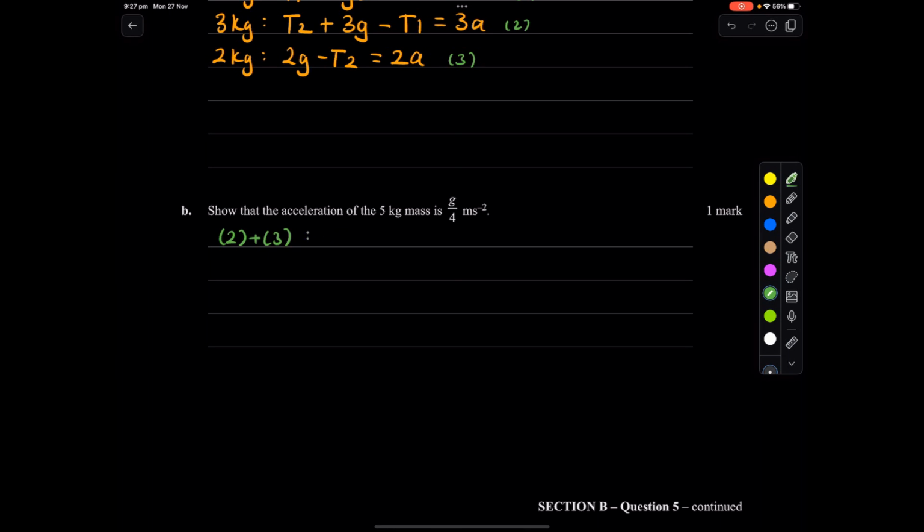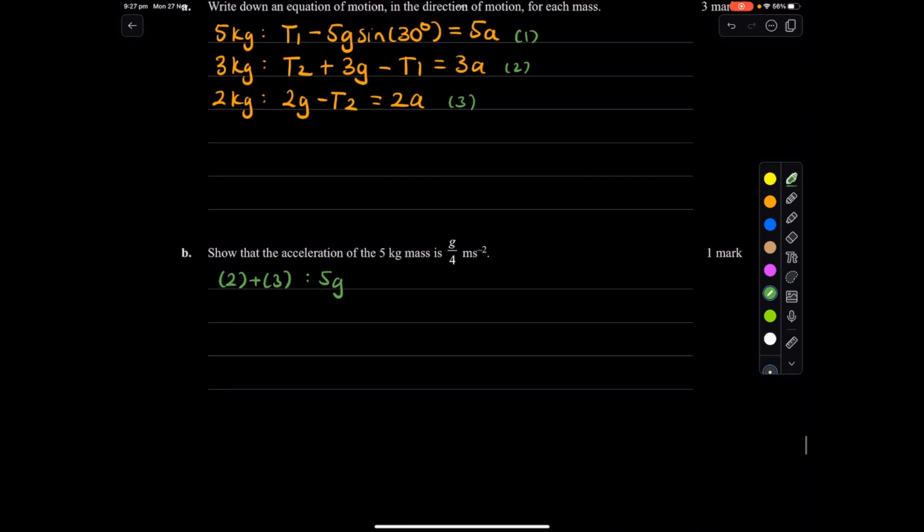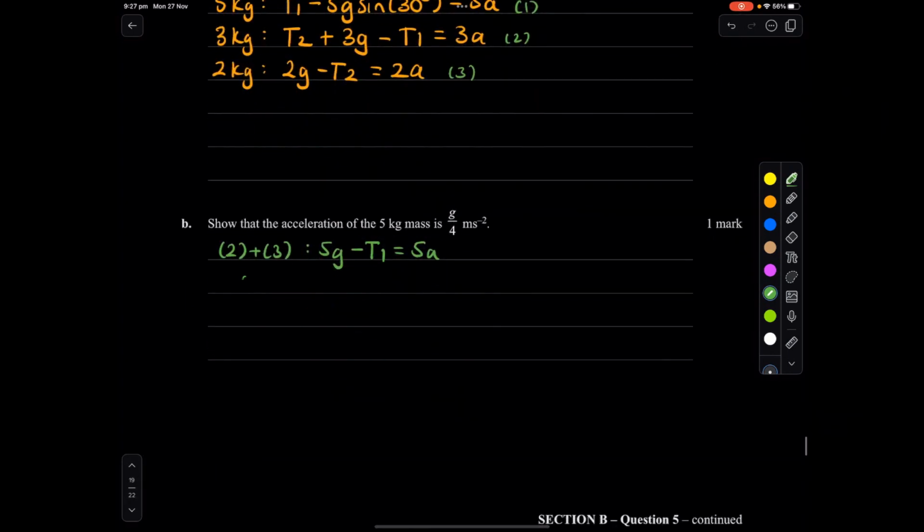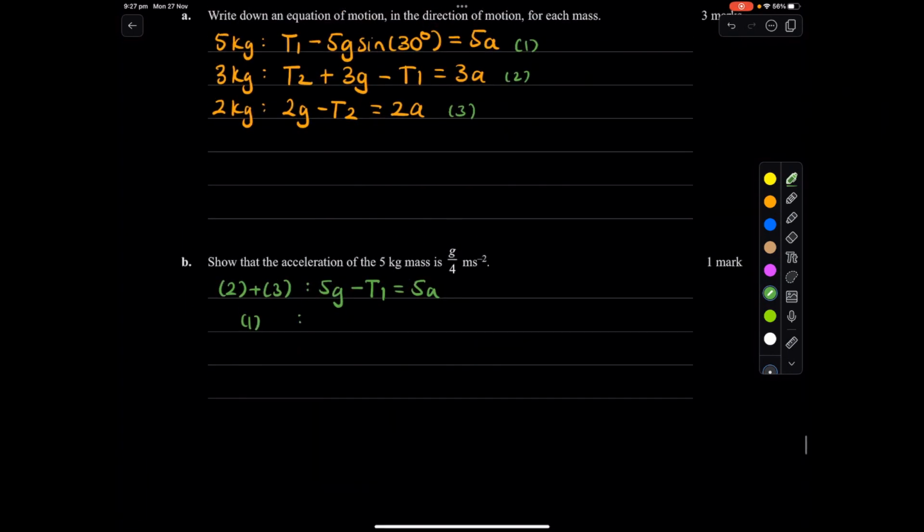So 5g, the T2s cancel out. We'll be left with minus T1 here, equals, again, these accelerations will add up, so it'll be 5a. We have that. And equation 1, let's write that down too, is just T1 minus 5g sine 30 degrees equals 5a.